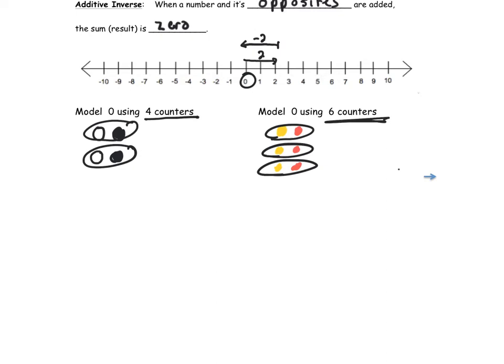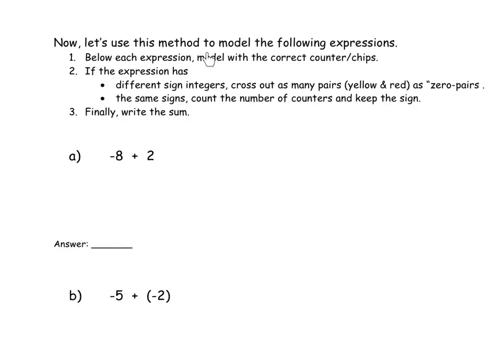So let's turn to the next page. So now we're going to try to use this method to model expressions. And it says below each expression, model with the correct counters or chips. If the expression has different signed integers, we're going to cross out as many pairs, a yellow and a red or any other form you've modeled it, as 0 pairs because it becomes a 0. If they're the same signs, then we're going to count the number of counters and keep the sign. And we don't want to forget, at the end, we want to write the sum or the answer.